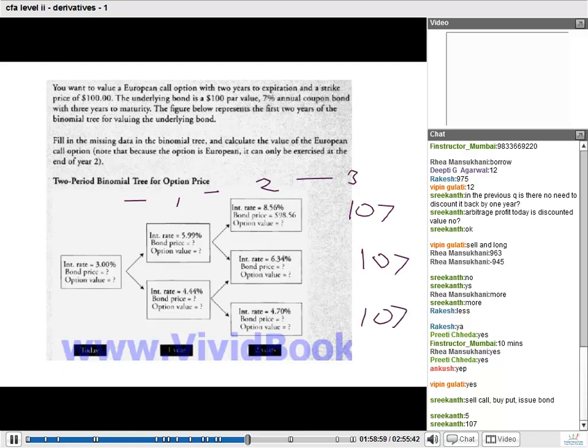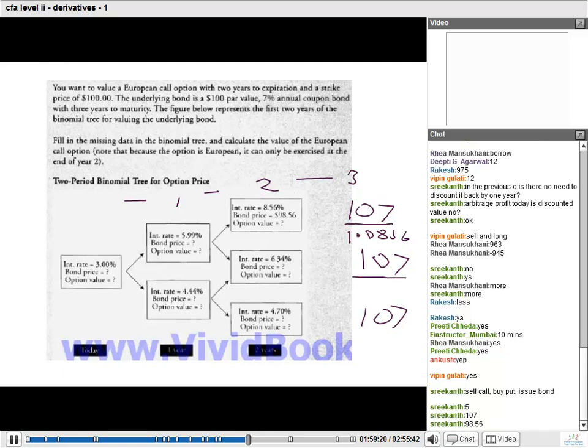So 2 years later, if interest rates have moved up to 8.56%, what will be the price of the bond? 107 upon 1.0856. Please verify, it comes out to be $98.56. At the end of year 3, if interest rates are 6.34%, then the value of the bond will be 107 upon 1.0634.